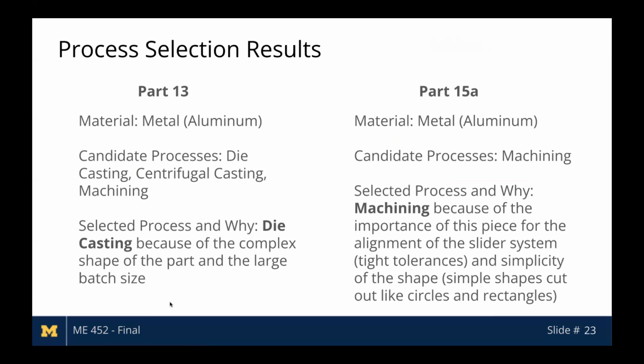In running through process selection for part 13 and 15A, we decided on the material of aluminum. For part 13, the candidate processes were die casting, centrifugal casting, and machining, with the selected process being die casting. And for part 15A, the only candidate process was machining, which was the final selected process.